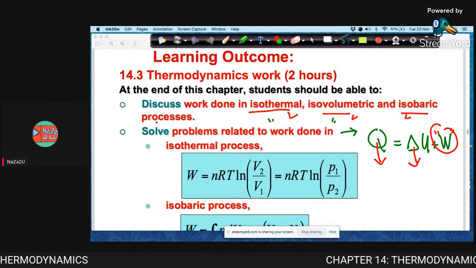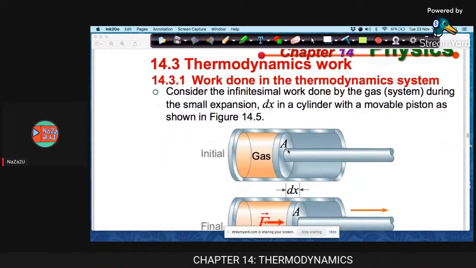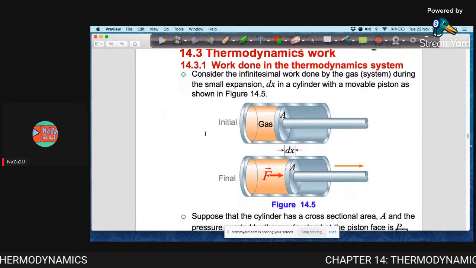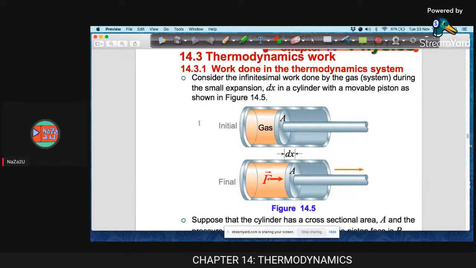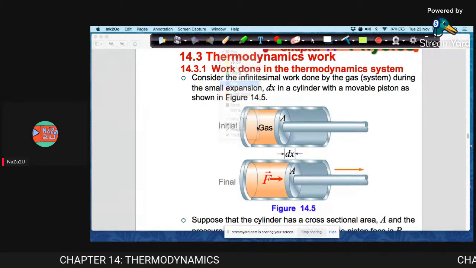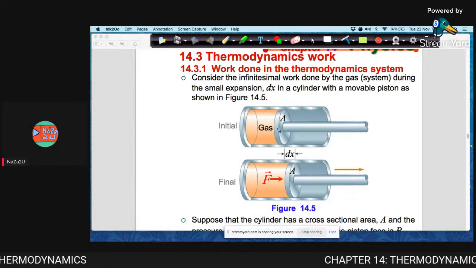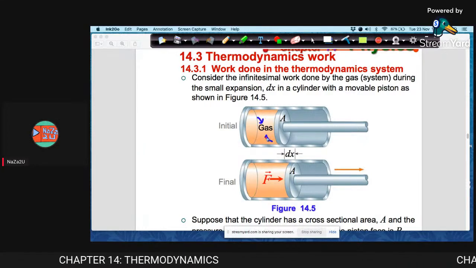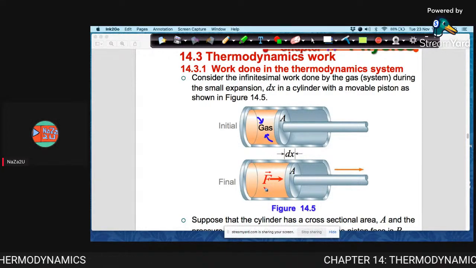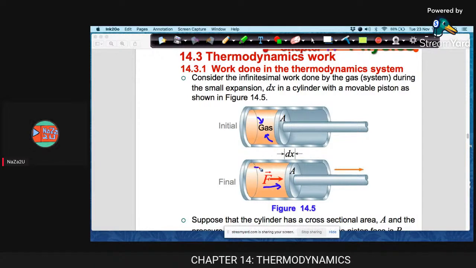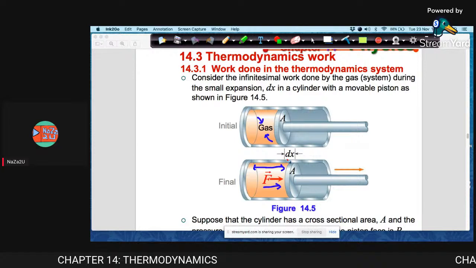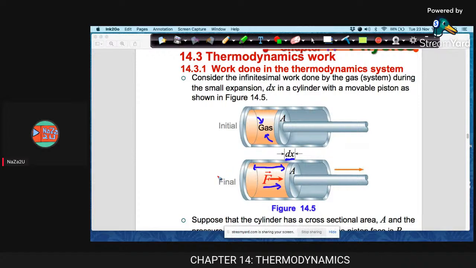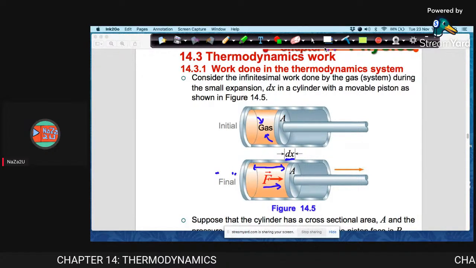Right. So first we go to the work done in the thermodynamic system. If you look at the diagram in the lecture note here, this is initial gas, piston, and this is area A. So this is gas contained in the system, and after that, maybe the gas expands, and the volume of the gas increases, an increase of, let's say, the x distance at the final stage.